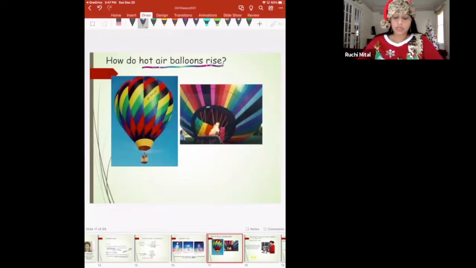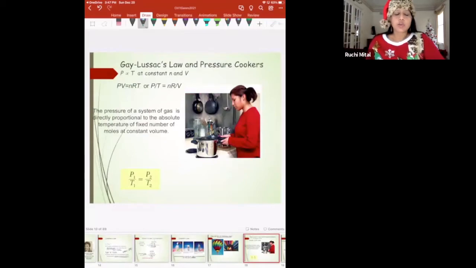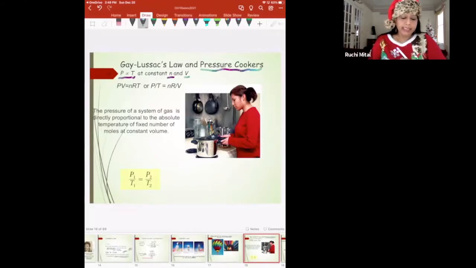It is also connected to a gas law that is called the Gay-Lussac law. And it also applies to the pressure cooker, for those of you who have one. It is a relationship between pressure and temperature. Now we are keeping moles and the volume constant. If that is constant, remember it is a direct relationship. What that means is, as pressure increases, the temperature also increases.